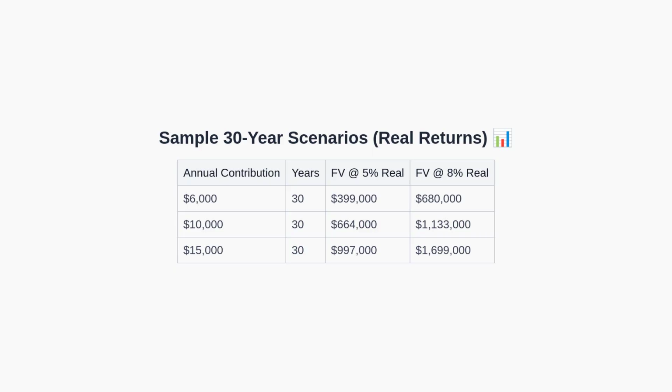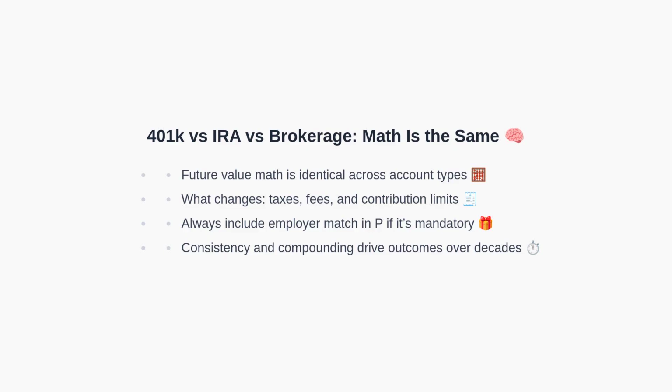Next, we will reinforce that the account label is less important than contributions and compounding. The label of the account does not alter the future value math. Whether you contribute to a 401k, IRA, or taxable brokerage account, the future value of an annuity computation is the same. What differs are taxes, fees, and contribution rules. Be sure to include any mandatory employer match in your annual payment. Over the long run, consistent contributions and compounding growth have the biggest impact.